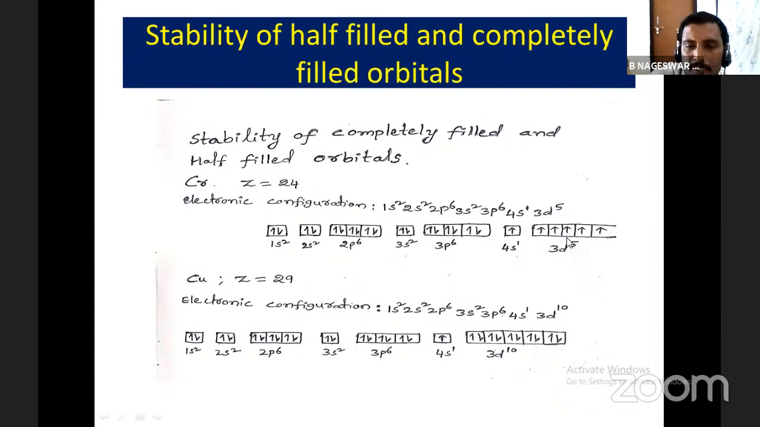So here, children, easily we can understand. In chromium it is half filled; in the case of copper, the orbitals are completely filled. That is why these are relatively more stable. It is simply about the stability of half filled and completely filled orbitals.